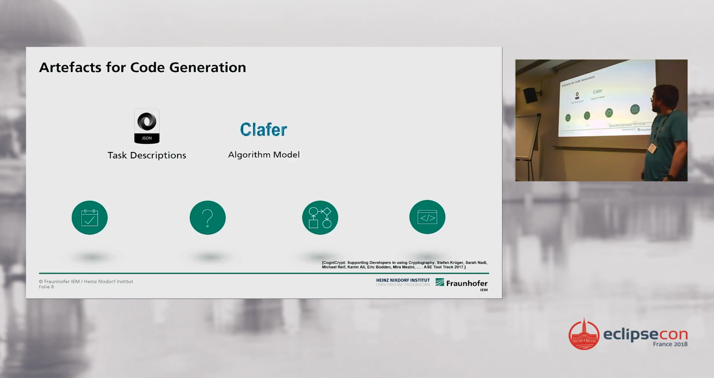The second thing we have is an algorithm model in the variability modeling language Clafer. Here we are encoding basically domain knowledge, like what are the supported algorithms, what are the supported key sizes for each algorithm, how can these be combined, and so on and so forth.